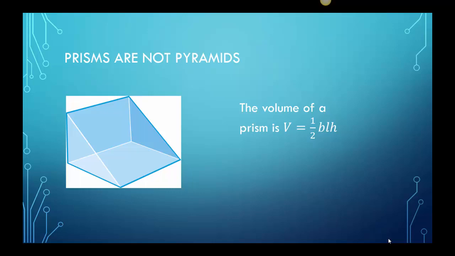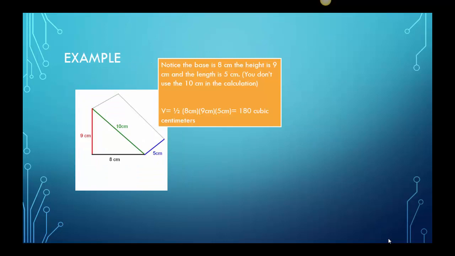So the volume of a pyramid with a triangular base is going to be 1/2 base times length times height. Let's look at that a little better. Here's an example with dimensions thrown in. I have an 8 on the bottom, a 9 is the height, a 10 is the hypotenuse, and a 5 is the length running down.